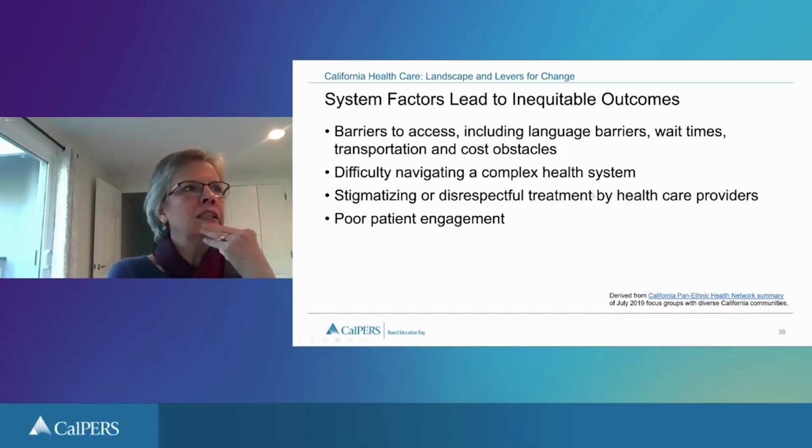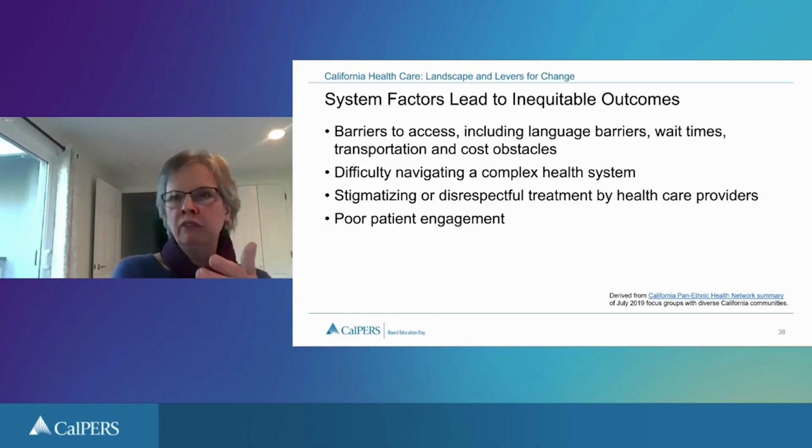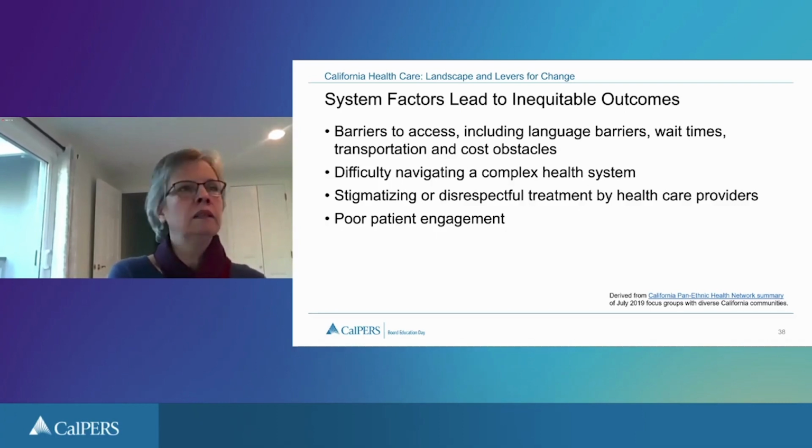For CalPERS's purpose, I think the important thing to keep in mind is that comprehensive coverage such as you offer may alleviate the affordability concerns and maybe even the sources of complexity that come along with some aspects of the healthcare system and coverage. But some of these other issues, the challenges around stigmatizing or disrespectful treatment by healthcare providers, the poor patient engagement, by which I mean not listening to people who don't look like you or who, for whatever reason, don't command the attention of the healthcare system the way that their more privileged counterparts do. Those can be a problem for marginalized groups, even if they are CalPERS members and have the benefits that you all assure.